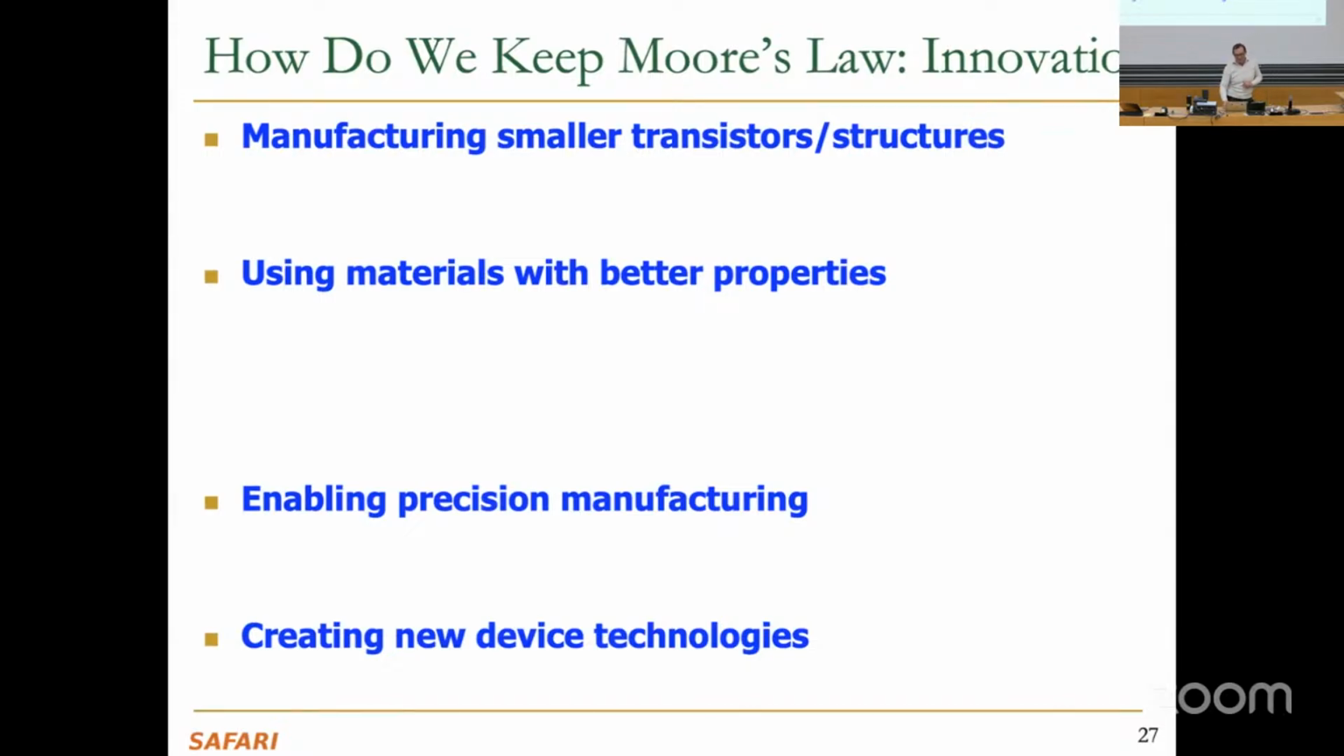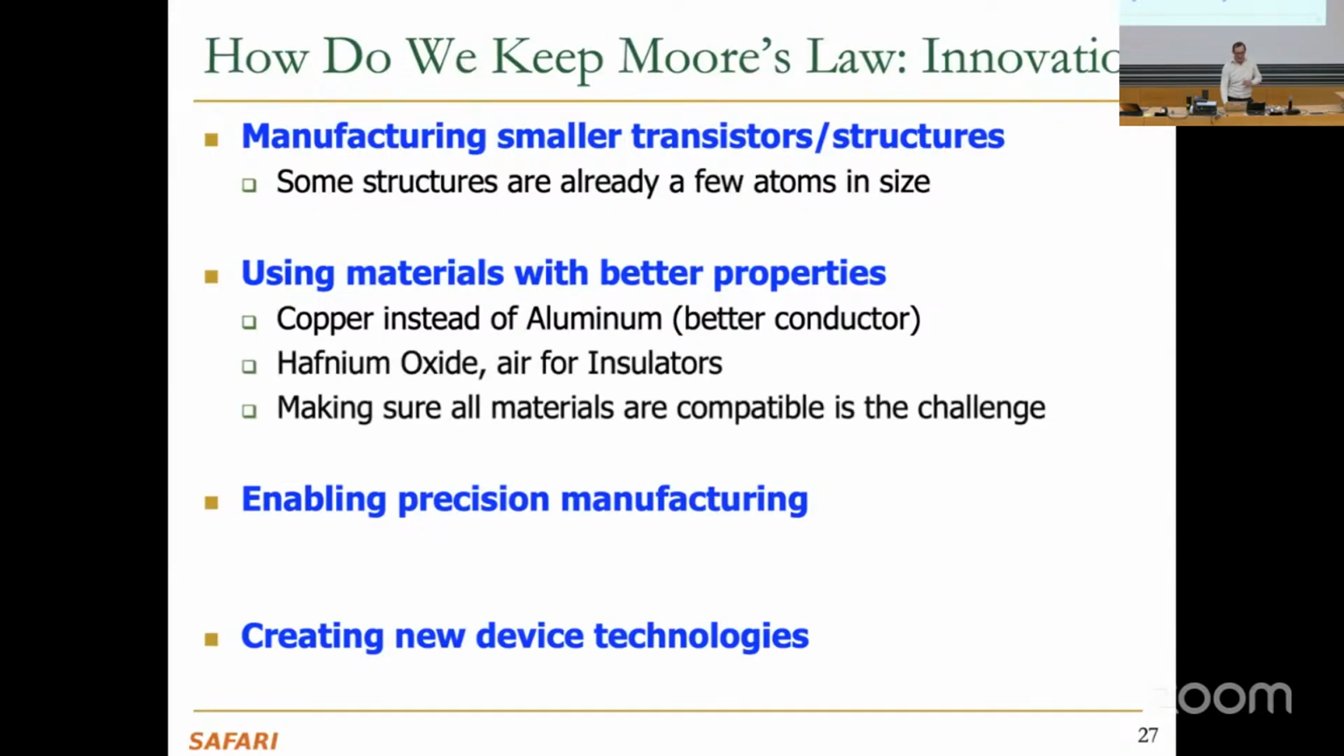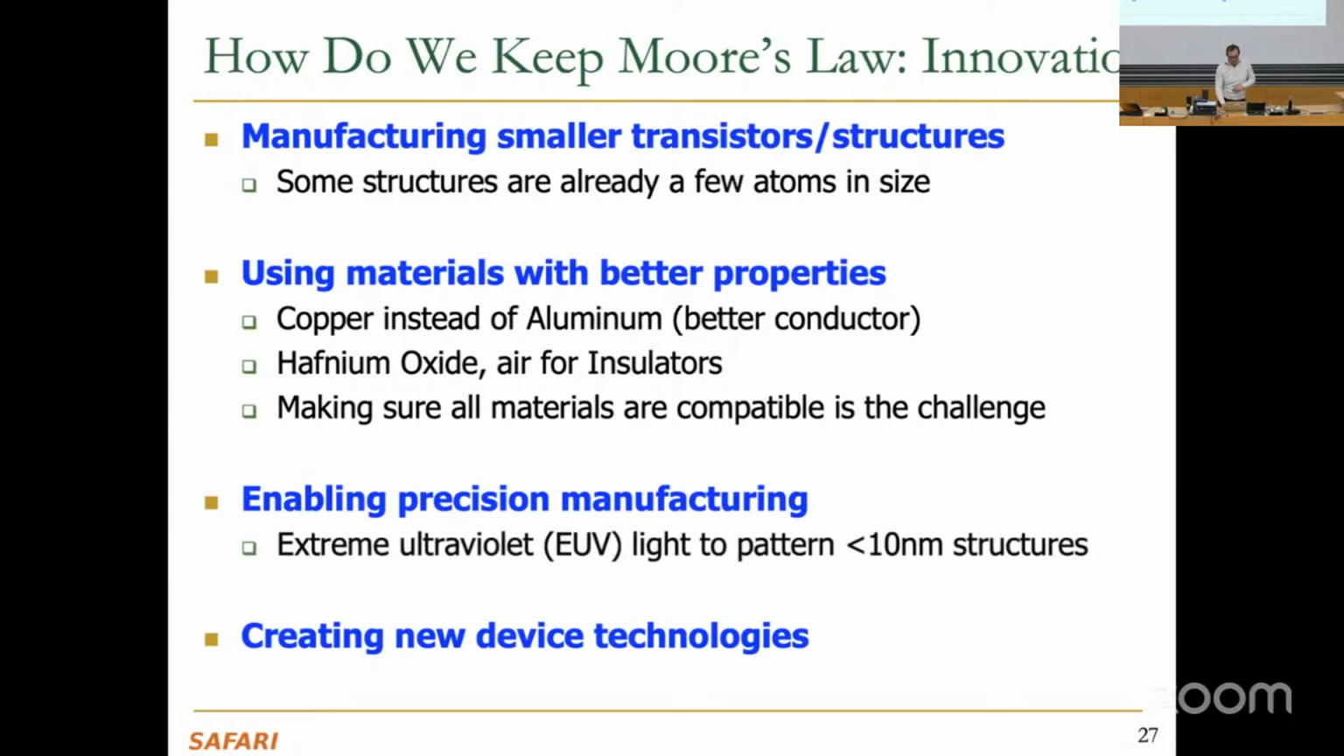So we want to manufacture smaller transistors and structures. It's difficult today because some structures are already a few atoms in size. To be able to do better, we want to use materials with better properties that can be manufactured much smaller. People have innovated a lot in this area. I'm not going to talk about that. Making sure materials are compatible is a challenge here. Precision manufacturing is extremely important today. There are a lot of geopolitical implications also, unfortunately.